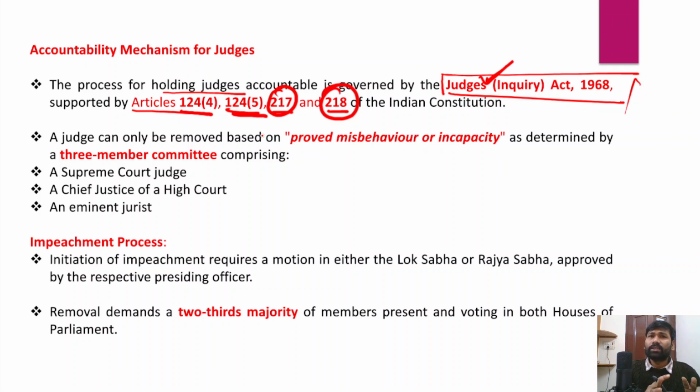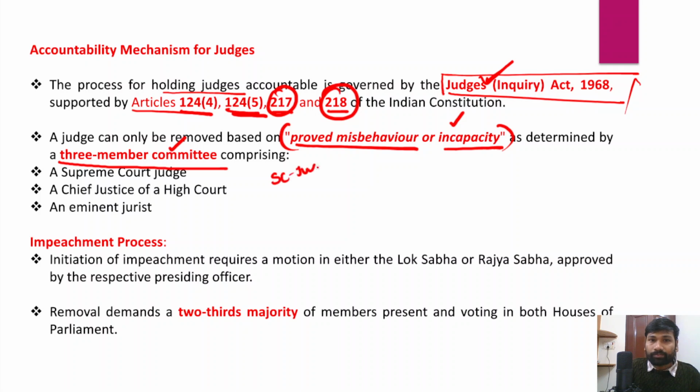However, judges of the higher judiciary can be removed only on 2 grounds. What are those 2 grounds based on which judges of the higher judiciary can be removed? The first ground is proved misbehavior or incapacity. These are the 2 grounds based on which judges of the High Court and the Supreme Court can be removed. However, whether a judge is guilty of proved misbehavior or incapacity is determined by a 3-member committee. This 3-member committee consists of a Supreme Court judge, the Chief Justice of a High Court, and also an eminent jurist.